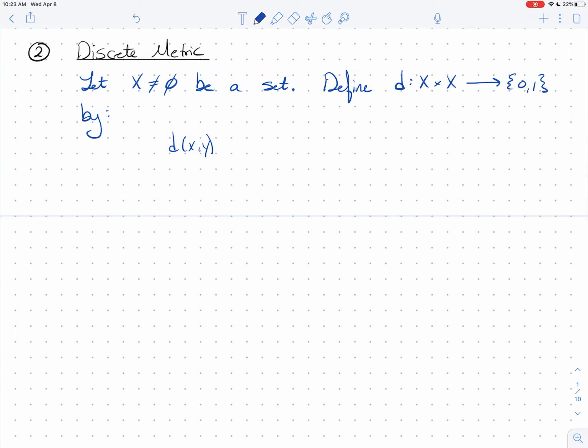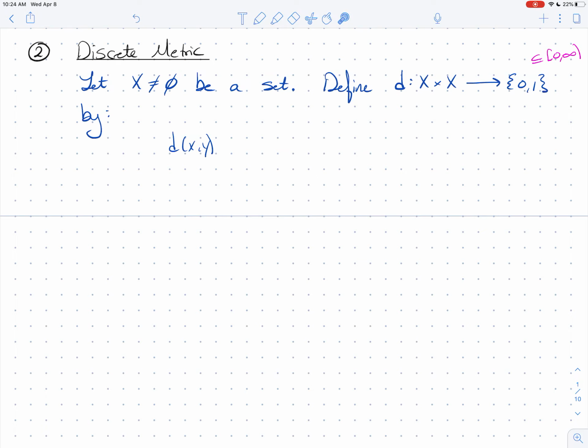So our next metric is called the discrete metric. And again, I want to start with a non-empty set X, and I'm going to define my metric D in the following way. By the way, this notation is just function notation. It's saying D is a function mapping from ordered pairs on X to the set {0, 1}. And let's point out that this is a subset of the real numbers, the non-negative real numbers.